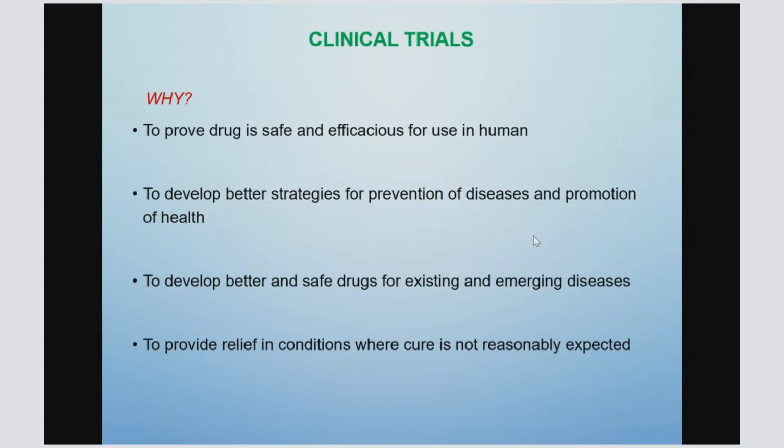Next is to develop better strategies for prevention of disease and promotion of health. Whatever treatment plan we have, we always look to develop new strategies, new treatment plans, new molecules, new drugs from the same class of drug to treat or prevent the disease and promote health.